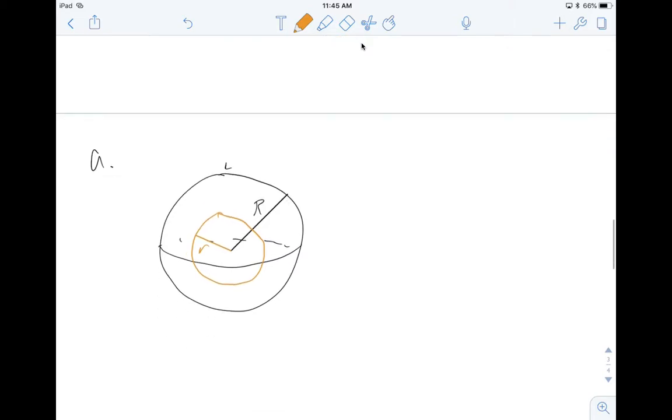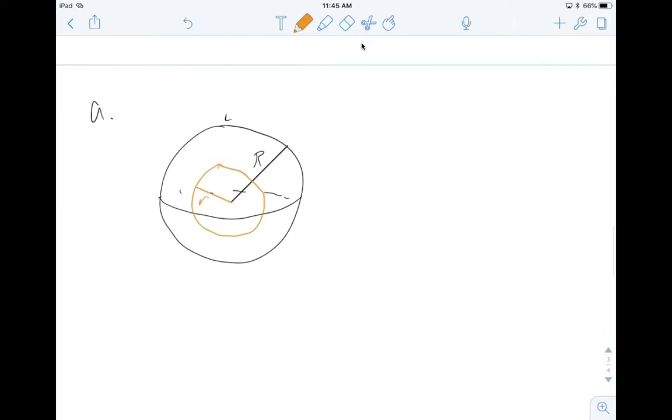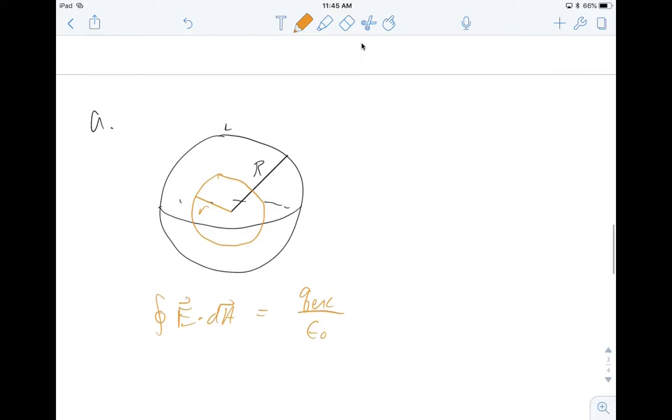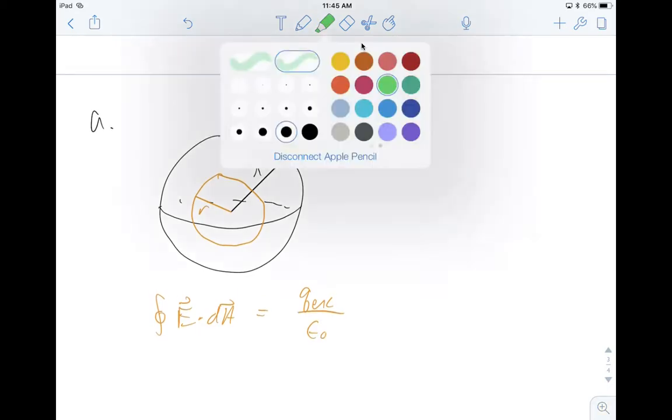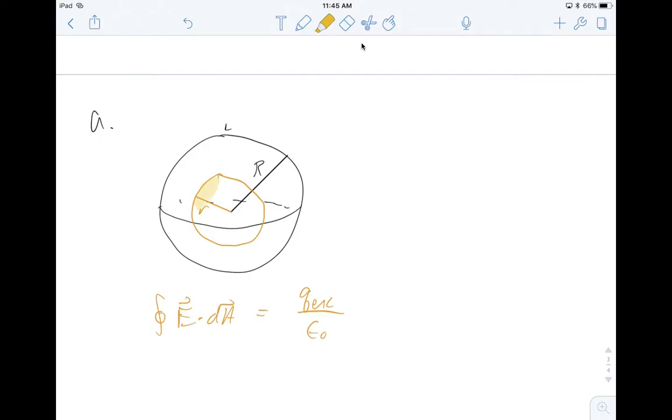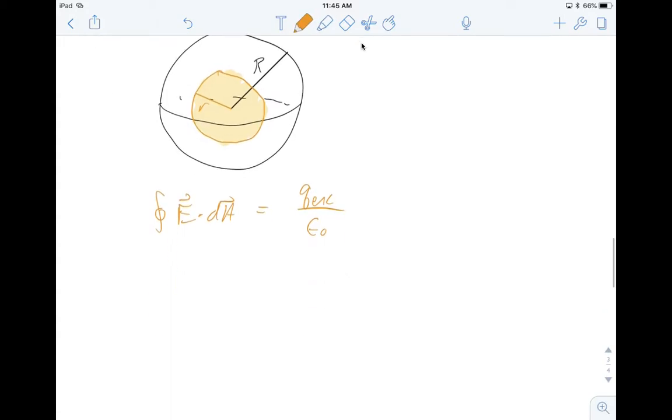Next thing we would do is apply Gauss's law. That says that the closed integral E dot dA equals Q enclosed over epsilon naught. So how much charge is enclosed? This is the amount of charge enclosed. That's all we want. We don't want all of the capital Q charge. We just want some of it. How do I get just some of that?